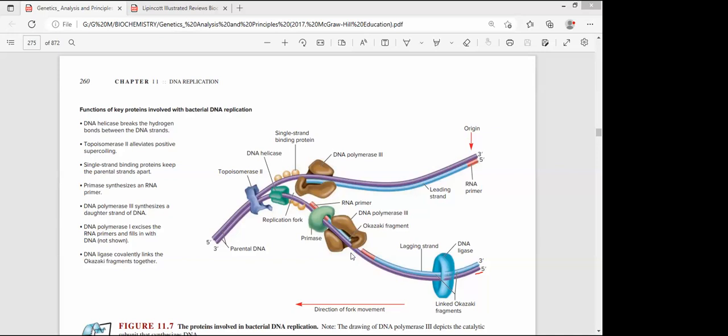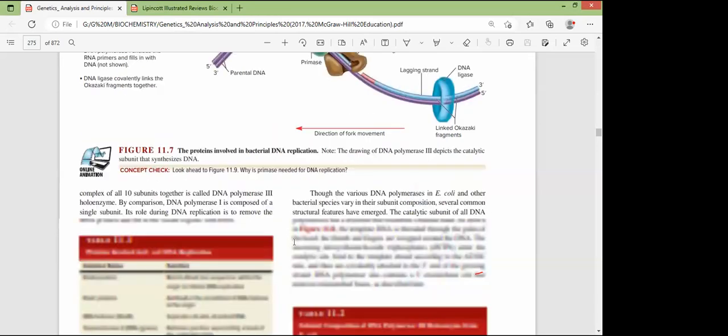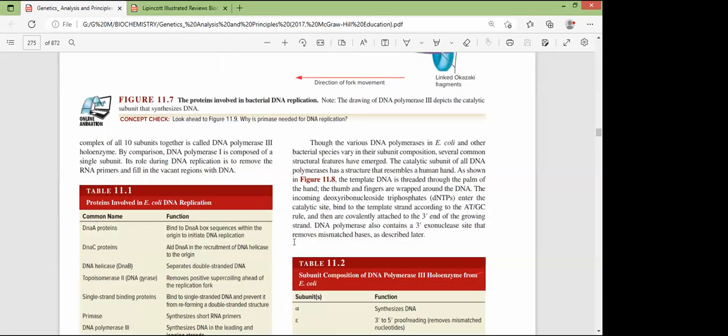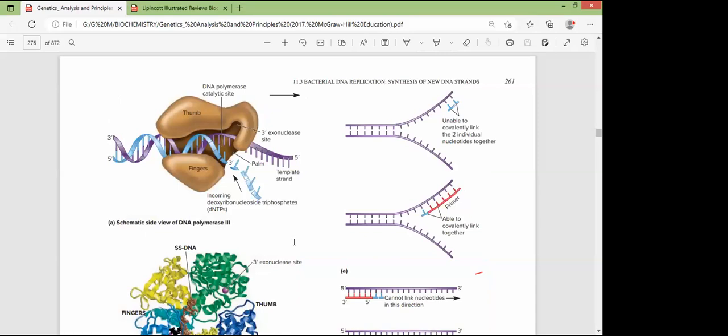So for the parent strand that it's easy, it will make it continuously. But for the parent strand that is in the opposite way, it will have to make it in fragments. And then how will we join these fragments at the very end? We will use DNA ligase. Simple as that. So that's replication.